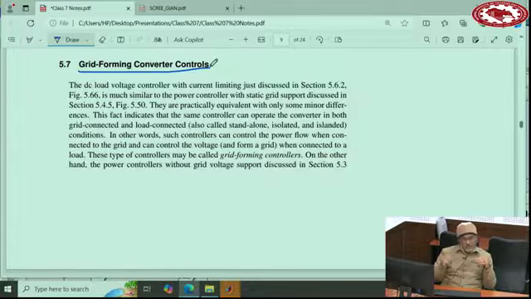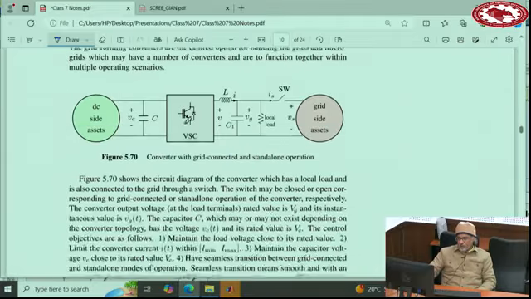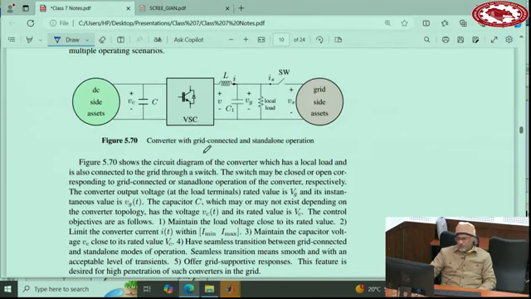And if it's connected to the grid, and now the grid is the main part that provides the voltage, they should still work. In other words, these grid-forming converters should be able to operate in both modes, grid connected and grid disconnected or islanded. So this is basically the statement of the problem.